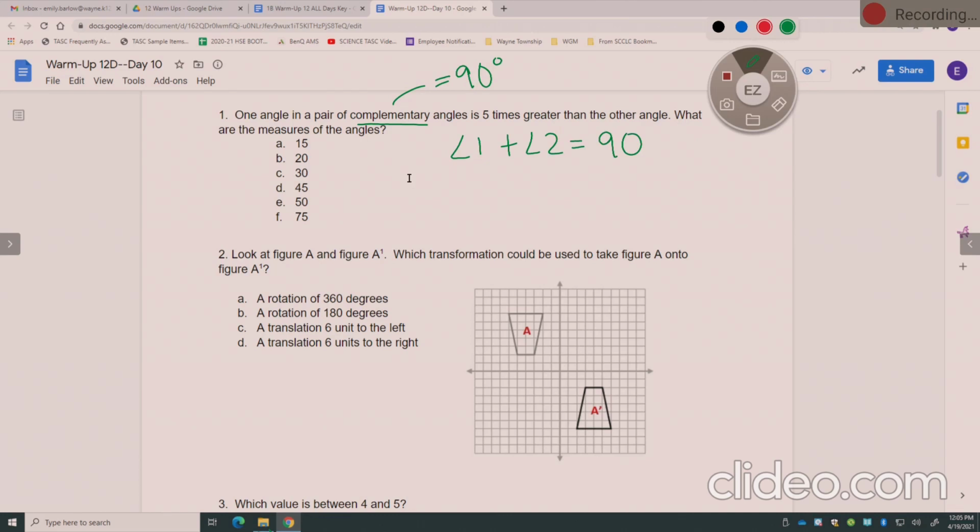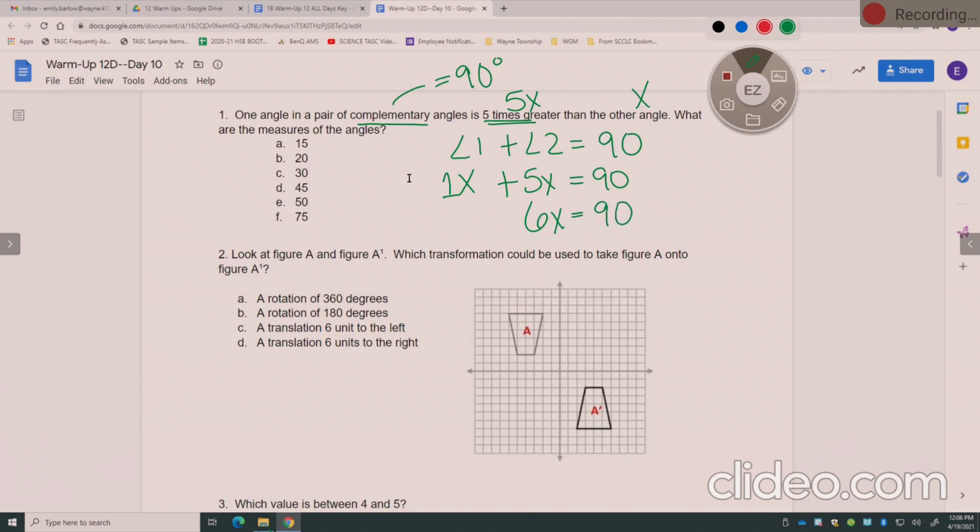Now we know that we've got one angle, let's call x. The other angle is 5 times greater, so that would be 5x. So angle 1 we can put as x. Angle 2 we can put as 5x equals 90. Now x plus 5x, remember we assume that there's a little 1 in front of here, so 1x plus 5x equals 6x.